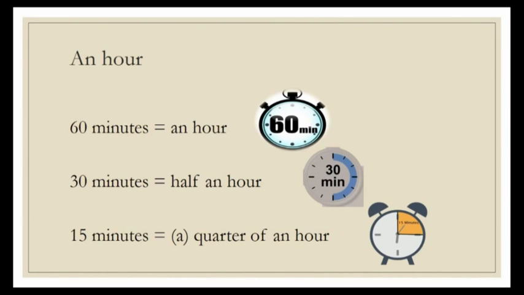So let's start from the beginning and the basic expressions. An hour, half an hour, a quarter of an hour. An hour is a period of 60 minutes. Half an hour is a period of 30 minutes. A quarter of an hour is a period of 15 minutes.